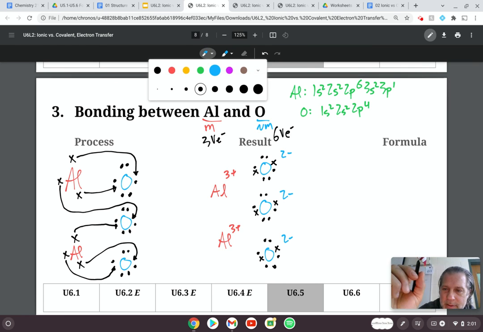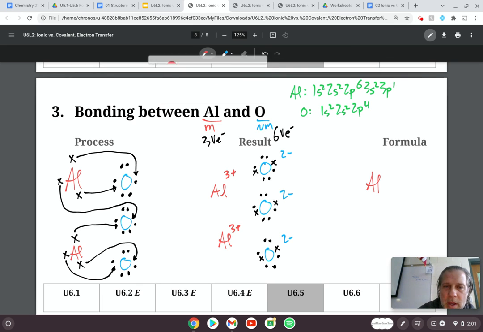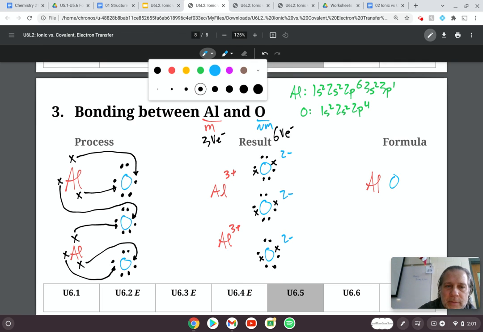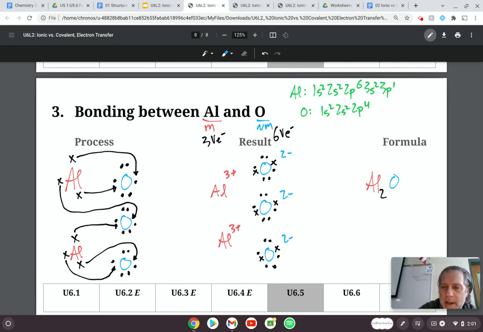So when I go to write this chemical formula, I'm going to take these symbols, aluminum and oxygen, and write them side by side. I'm going to count up the number of aluminums. There's 2, so it's going to become Al2. And the number of oxygens, there's 3, so it's going to become Al2O3. And that would be the answer for that particular one right there.